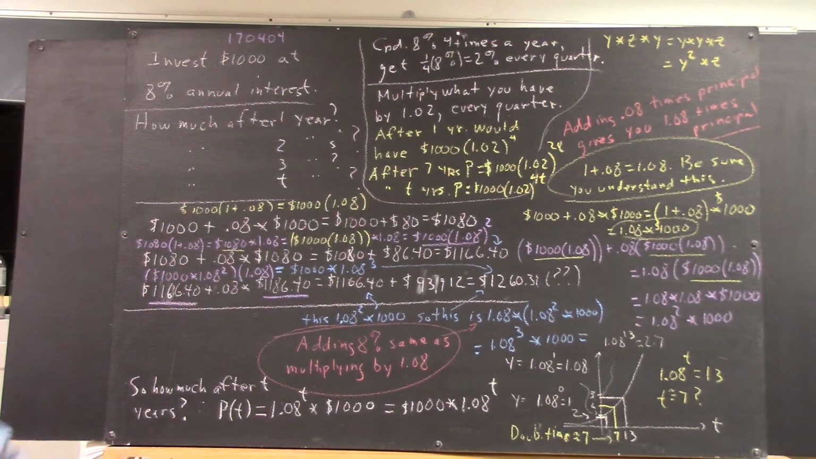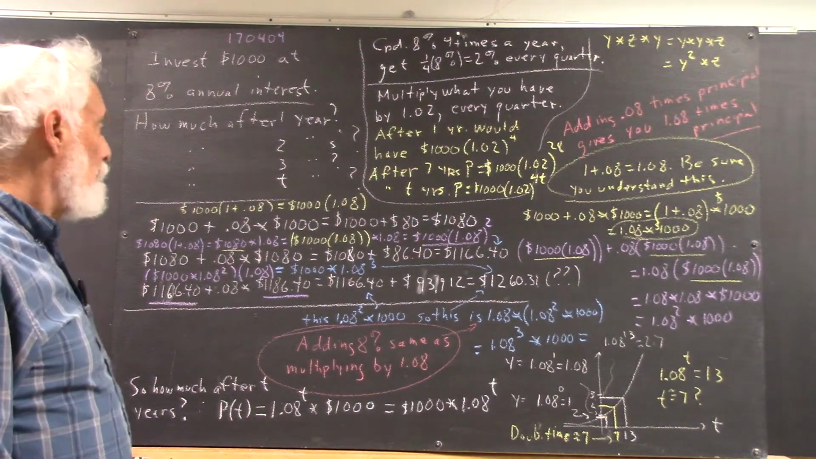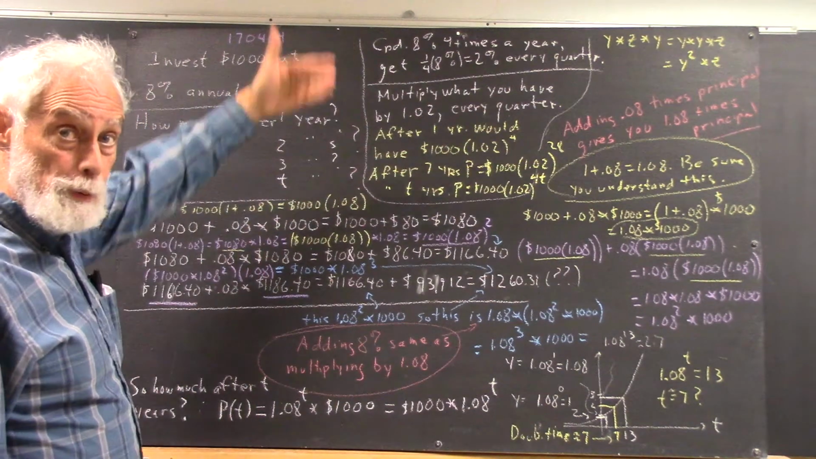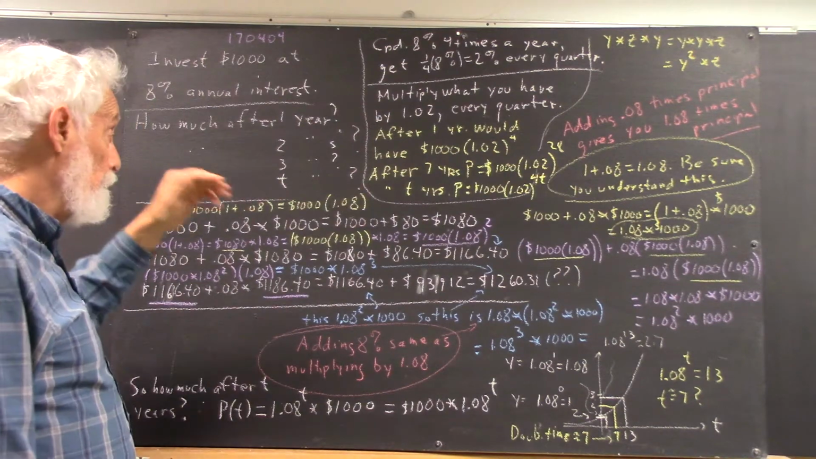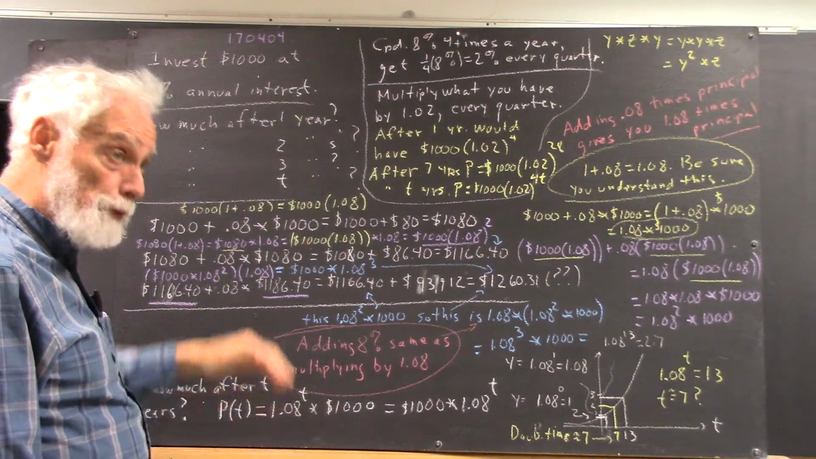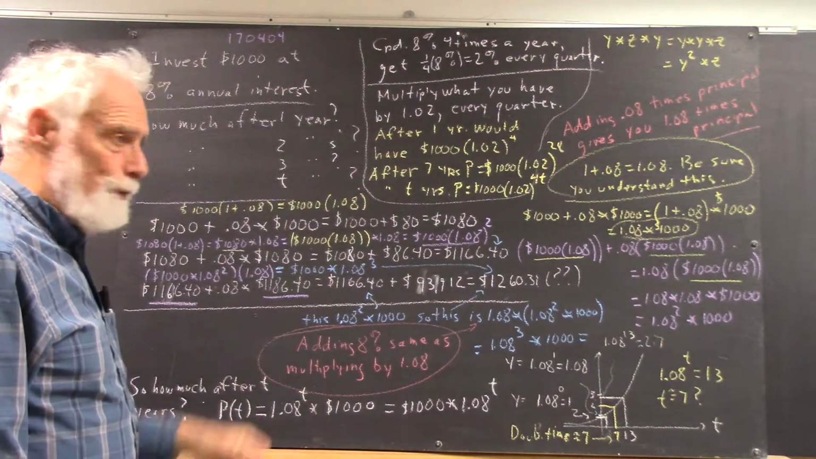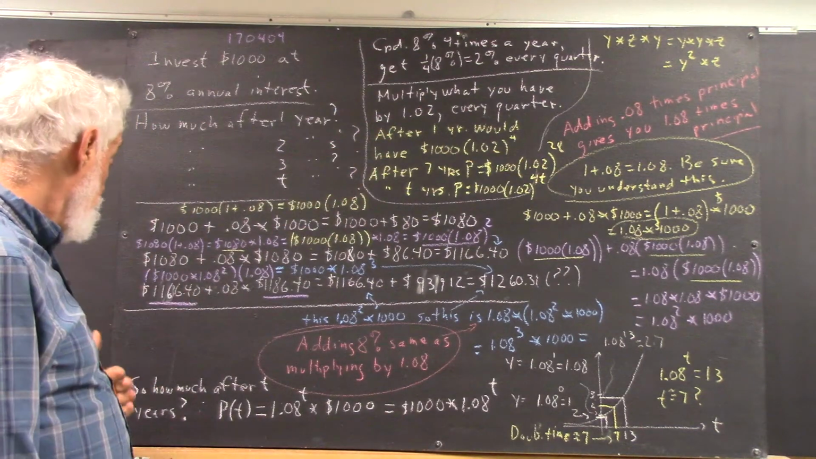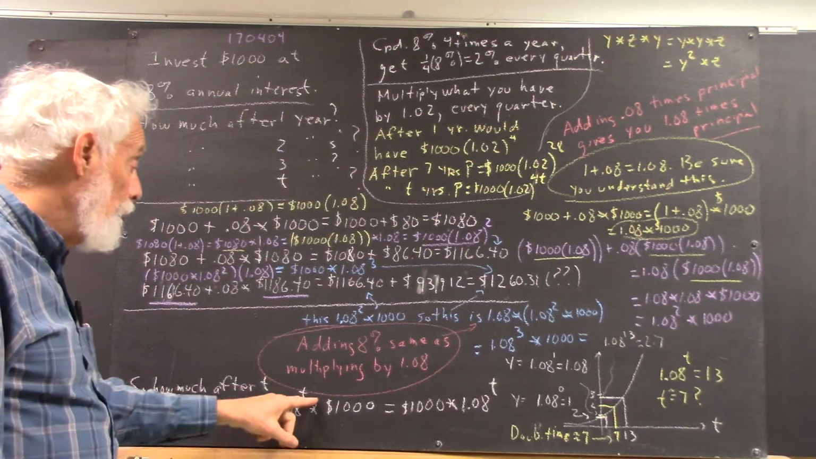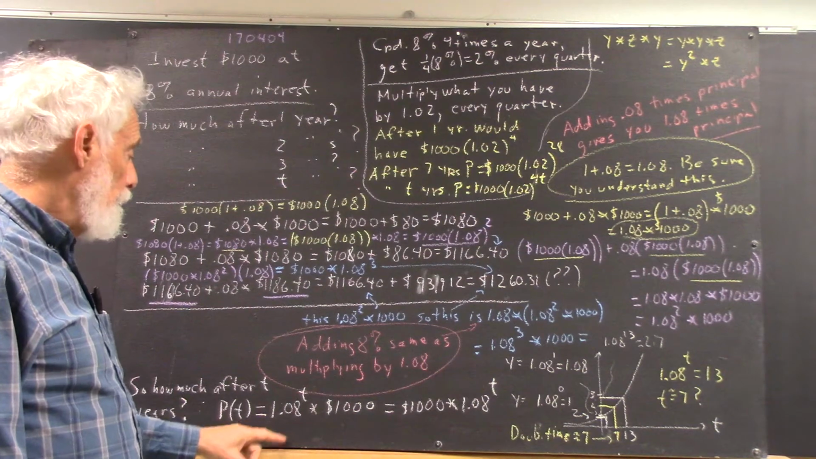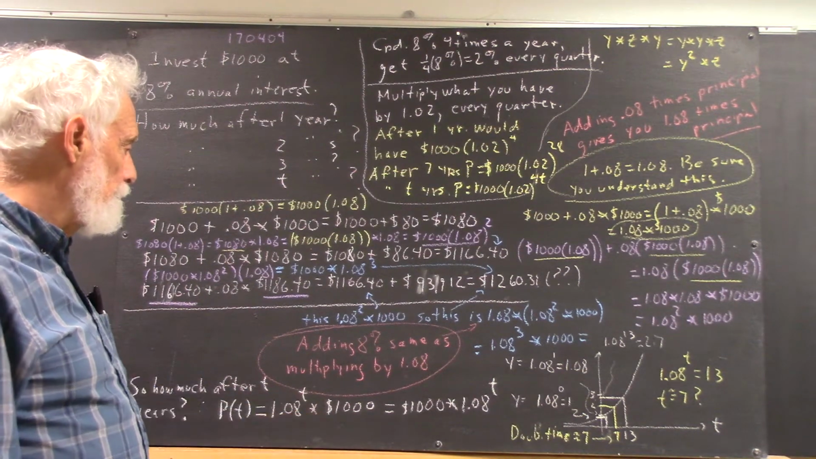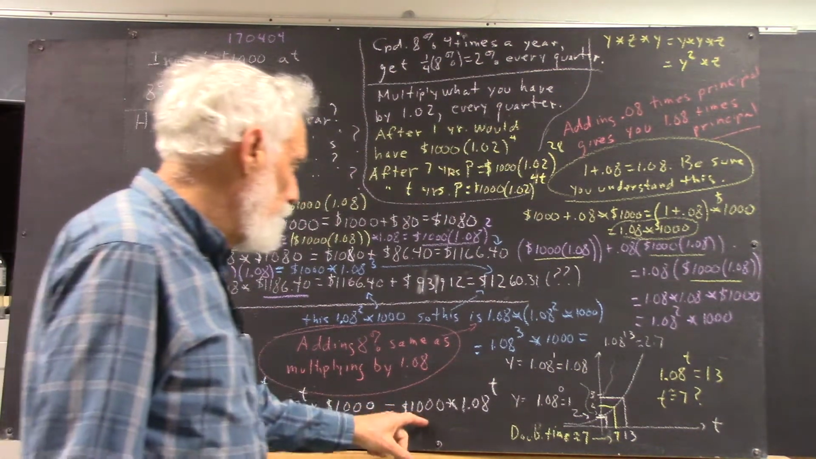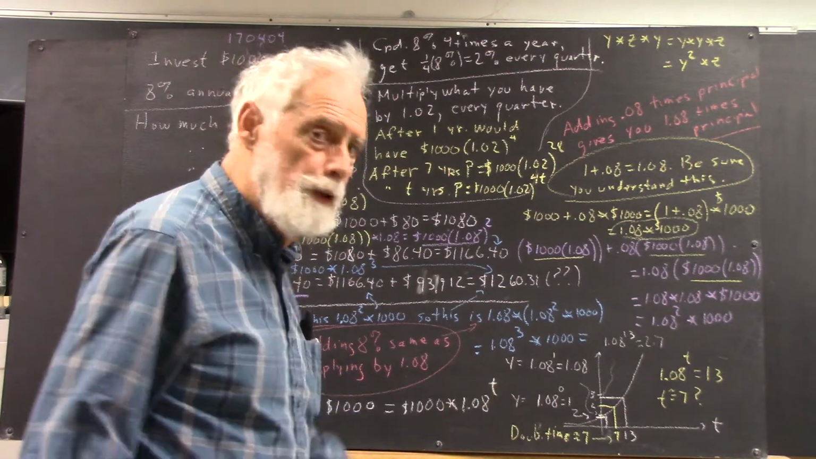Okay. So what do we have after t years? Well, after 1 year we have 1.08, which is 1.08 to the 1. After 2 years we have 1.08 squared. After 3 years we have 1.08 cubed. Whatever the power is, that's the number of years. So if the number of years is t, the power of 1.08 is t. So we have 1.08 to the t times $1,000, which we can write as $1,000 times 1.08 to the t.